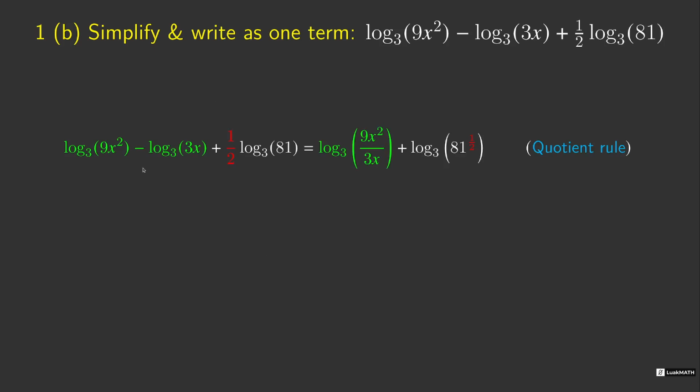So the first thing I do is I combine the first two terms in green here using the quotient rule. And that's because I see that 9x squared and 3x, if I write them as a fraction, stuff is going to cancel out. Okay, so that's what I do. So I combine those terms. They become the green term on the right hand side. So it becomes log of 9x squared divided by 3x to base 3.